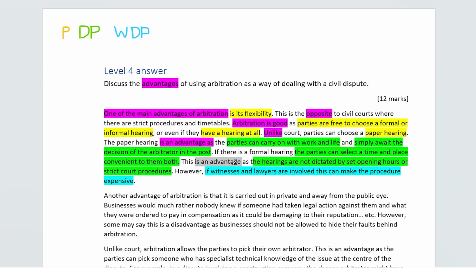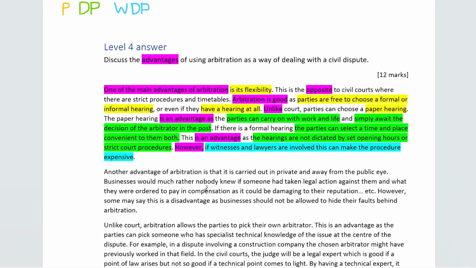And then here again, he's explaining why formal hearings is an advantage, once again linking it back to the question. And then he uses however to introduce a disadvantage to show that he recognizes there are disadvantages in arbitration as well as advantages. So he's discussing the extent of advantages, and this gets him into that level 4 band. I'd say this question is worth 3 marks.